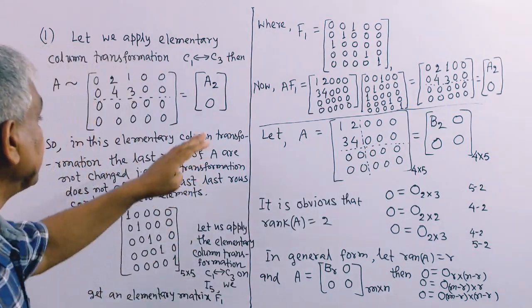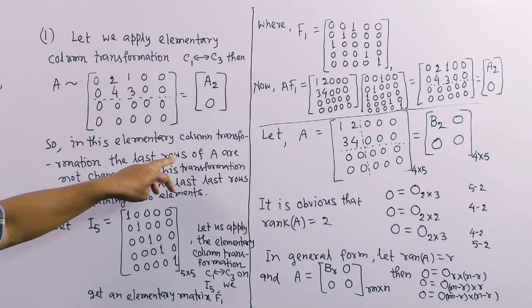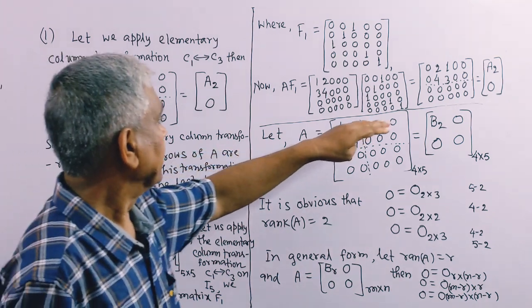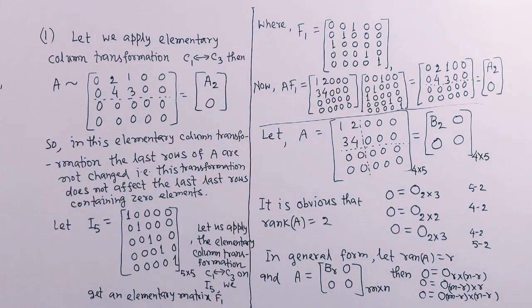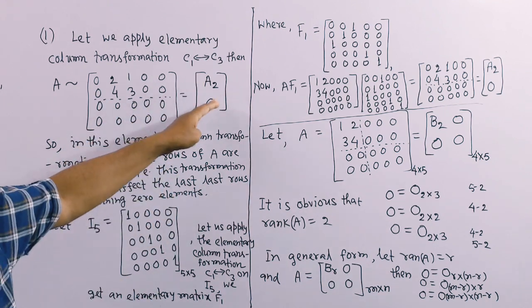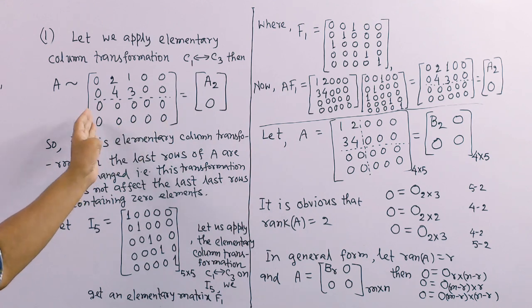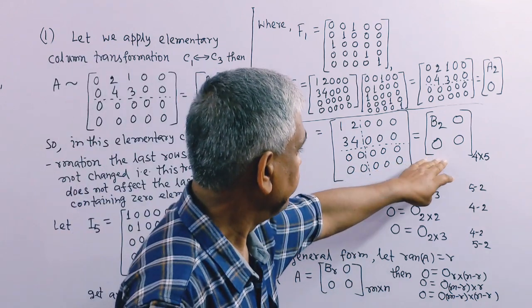And it is to be noted that in both cases we see that the last rows of A are not changed. Here 0, then here also 0, in the form of A to 0. That is, the last row remains the same. The last row of A remains the same in this elementary transformation, and we get this form. This transformation does not affect the last rows if the structure of the matrix is in this form.